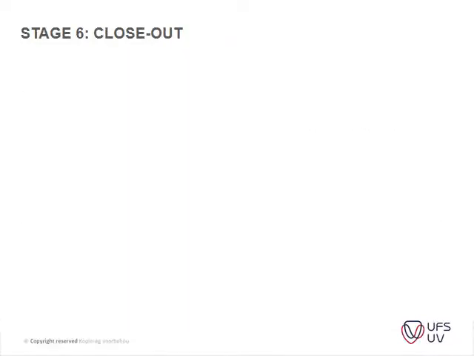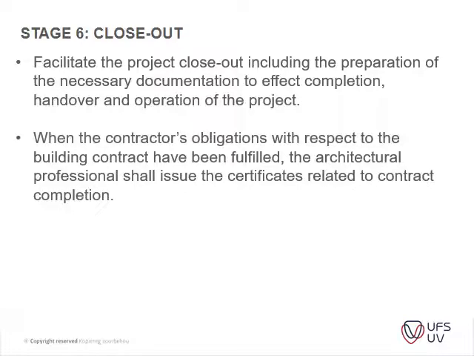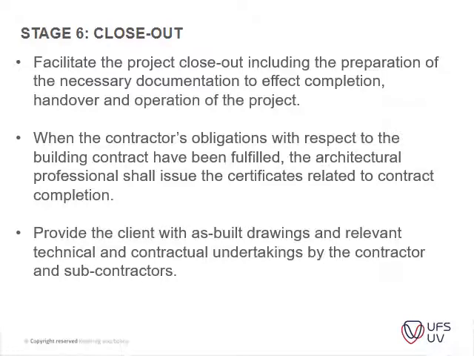Then you've got your closeout, where you facilitate the project closeout, including the preparation of the necessary documentation to effect completion, handover, and operation of the project. So that's your closeout report, etc. So the contractor's obligation with respect to the building contract has been fulfilled, and the architectural professional shall issue the certificate related to the contract completion. Completion certificate, QS, is usually the final account. Provide the client with as-built drawings, this is for the architects, and relevant technical contractual undertaking by the contractor.